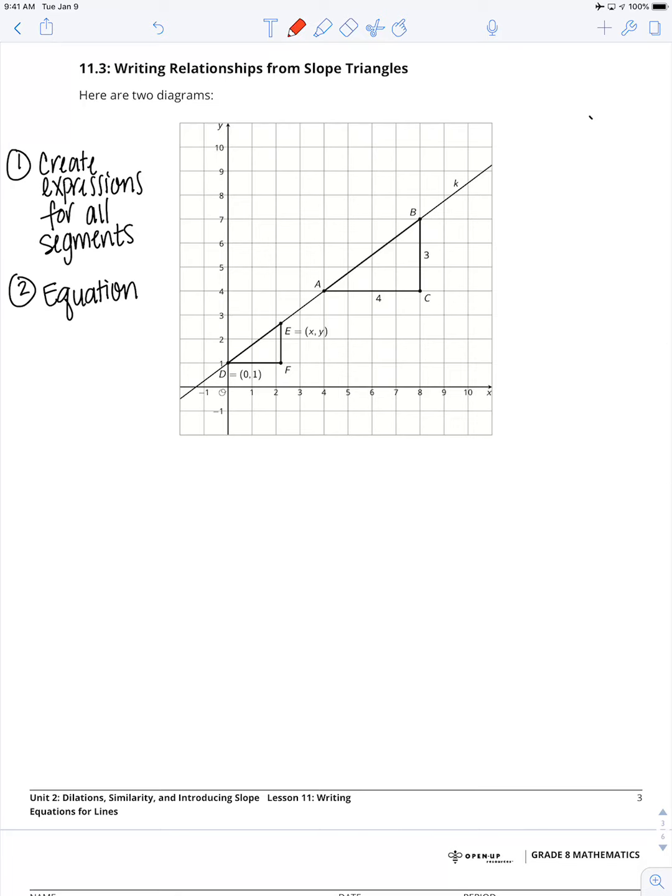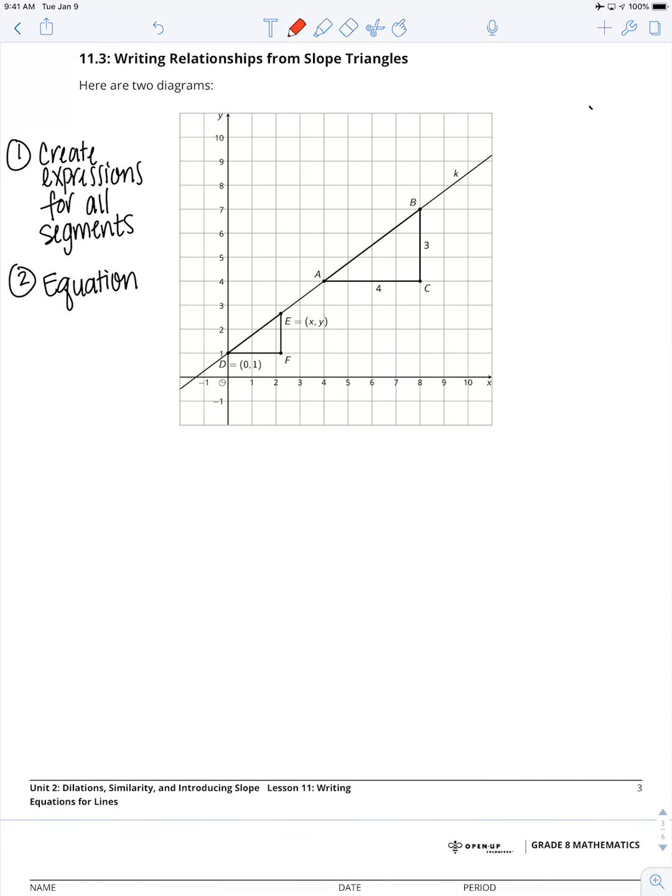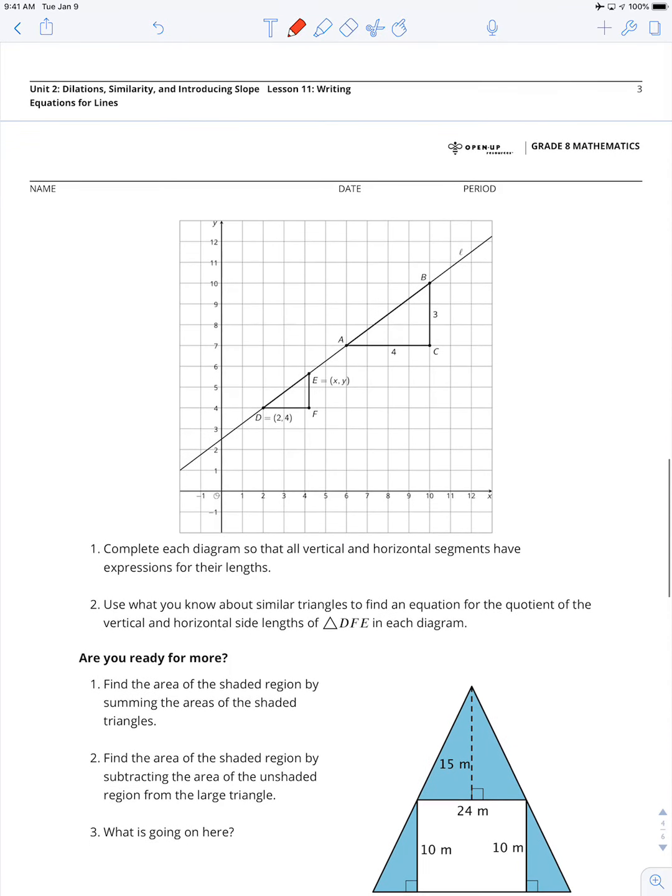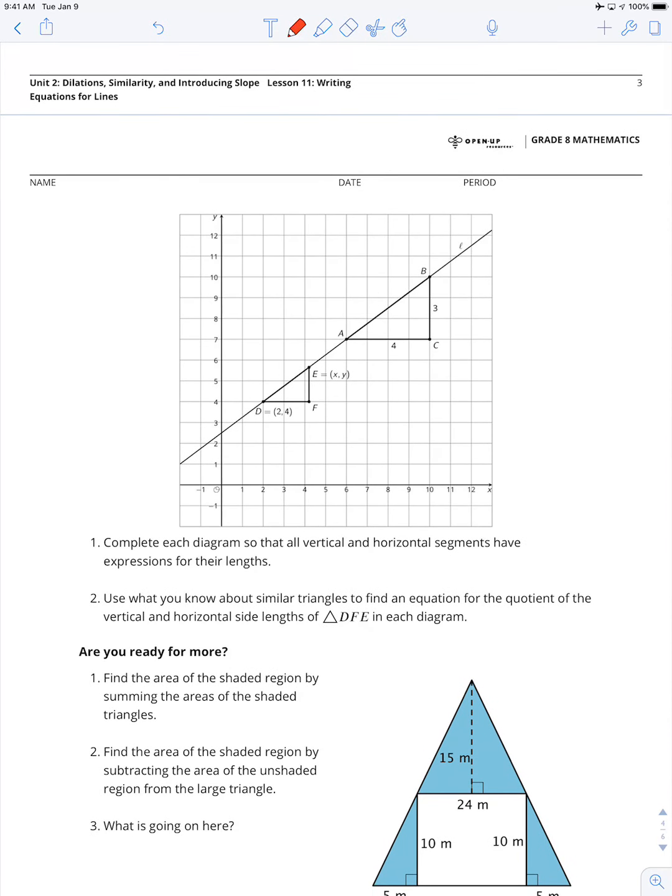As we move into 11.3, this is going to be broken into two parts. So you have two graphs. This first one here, notice that the line now is not proportional because it is not going through the origin, which would be right here. And you also have this one. It's also not going through the origin here.